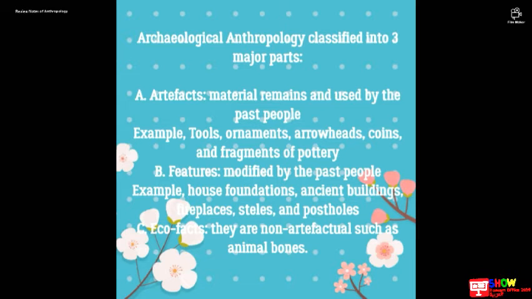Archaeological anthropology is classified into 3 major parts: artifacts, materials and remains used by past people, such as tools, ornaments, arrowheads, coins, and fragments of pottery; features modified by past people, like house foundations, ancient buildings, fireplaces, stilts, and postholes; and ecofacts, which are non-artifactual, such as animal bones.